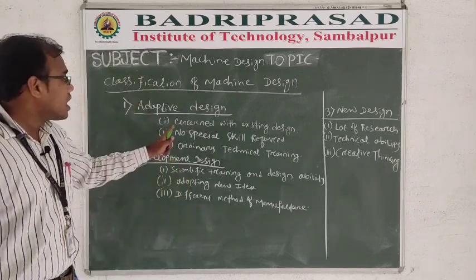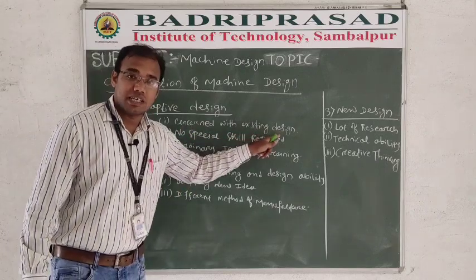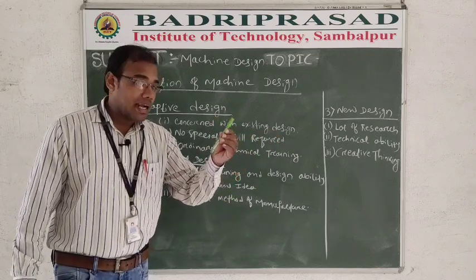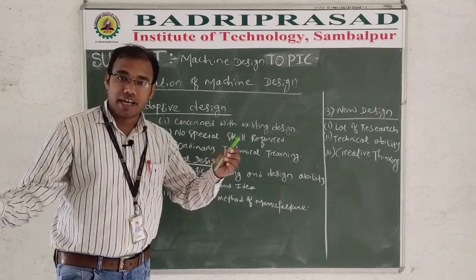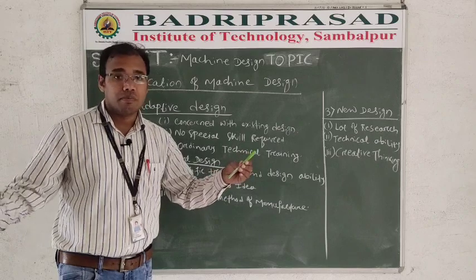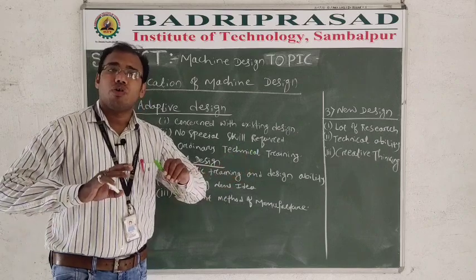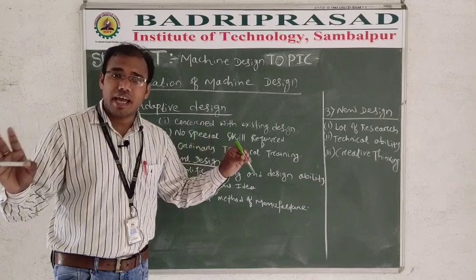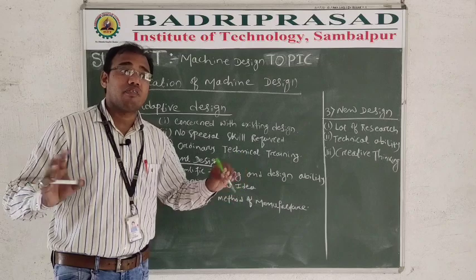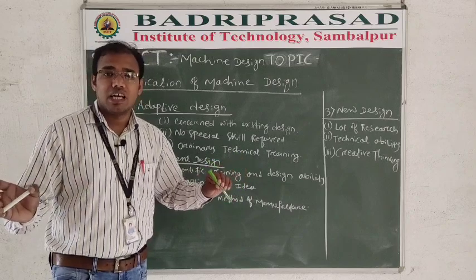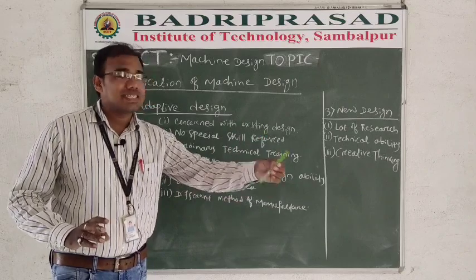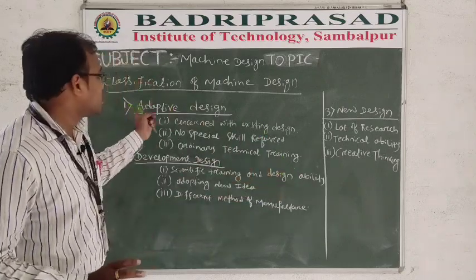What is it actually? It's a concern with existing design. As I gave the example, it's a Goldex company pen, and this pen is already in the market. You decided to make this type of pen and sell it in the market. You don't have any idea of design, you don't have any knowledge of materials, you don't have any machining ability or technical skill. In that case, what you will do, you just copy the existing design. This is called adaptive design.